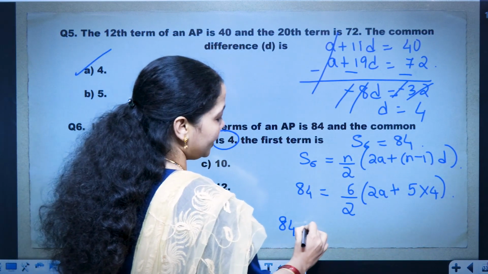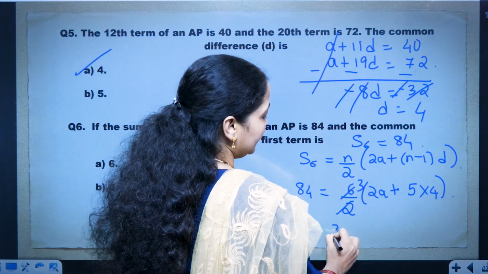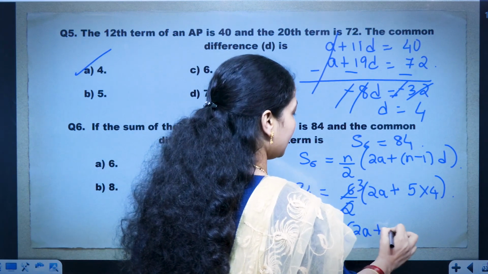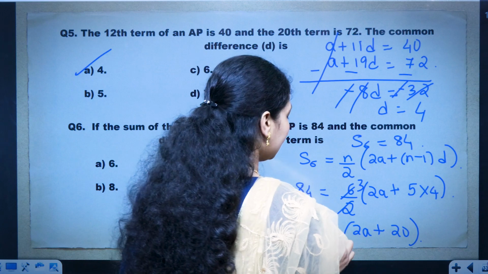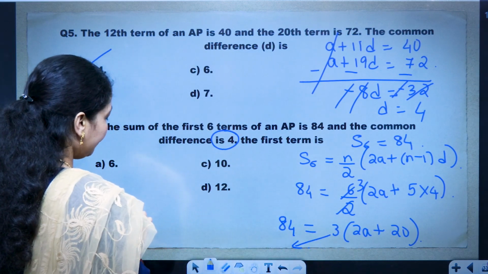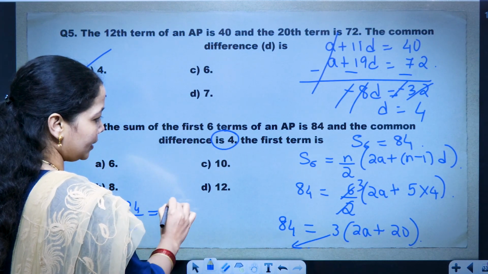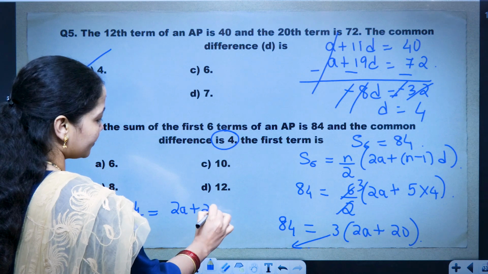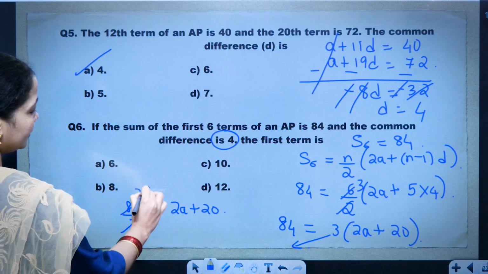So 84 equal to 3 into 2A plus 20. I'll shift the 3 to the other end. 84 divided by 3 gives me 2A plus 20. This is 28.